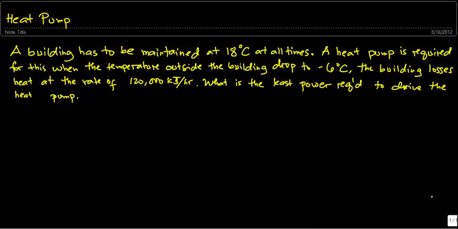So today we'll discuss a problem about heat pump. So the problem goes like this. A building has to be maintained at 18 degrees Celsius. So ang imuhang building dapat ang iyang temperature kay at 18 at all times. A heat pump is required for this when the temperature outside the building drops to -6. So ang temperature sa gawas kay -6.